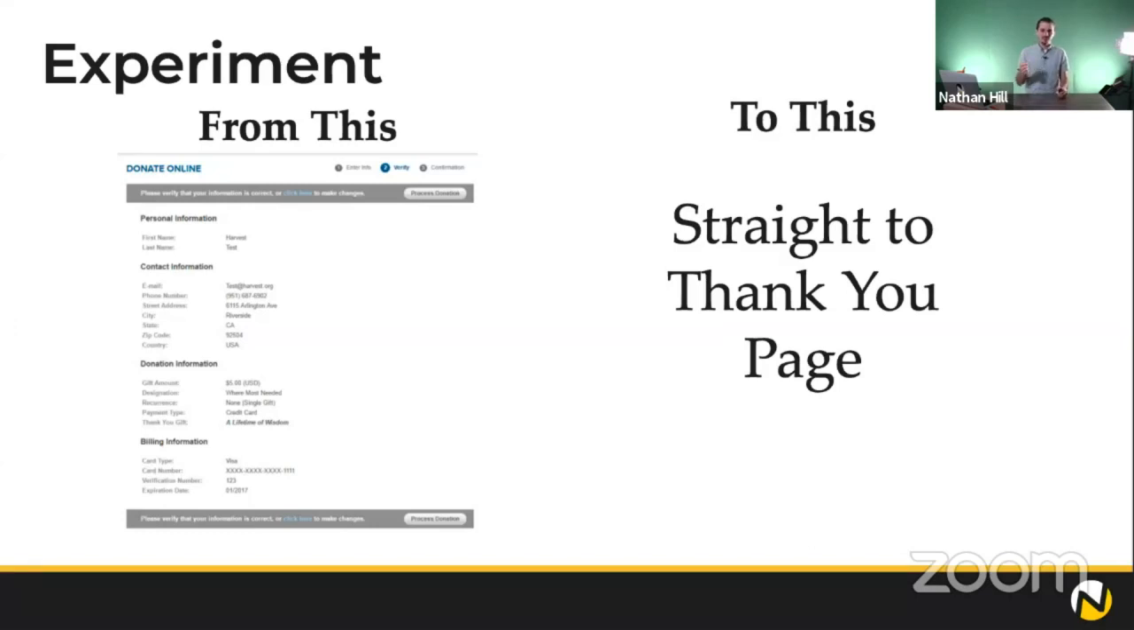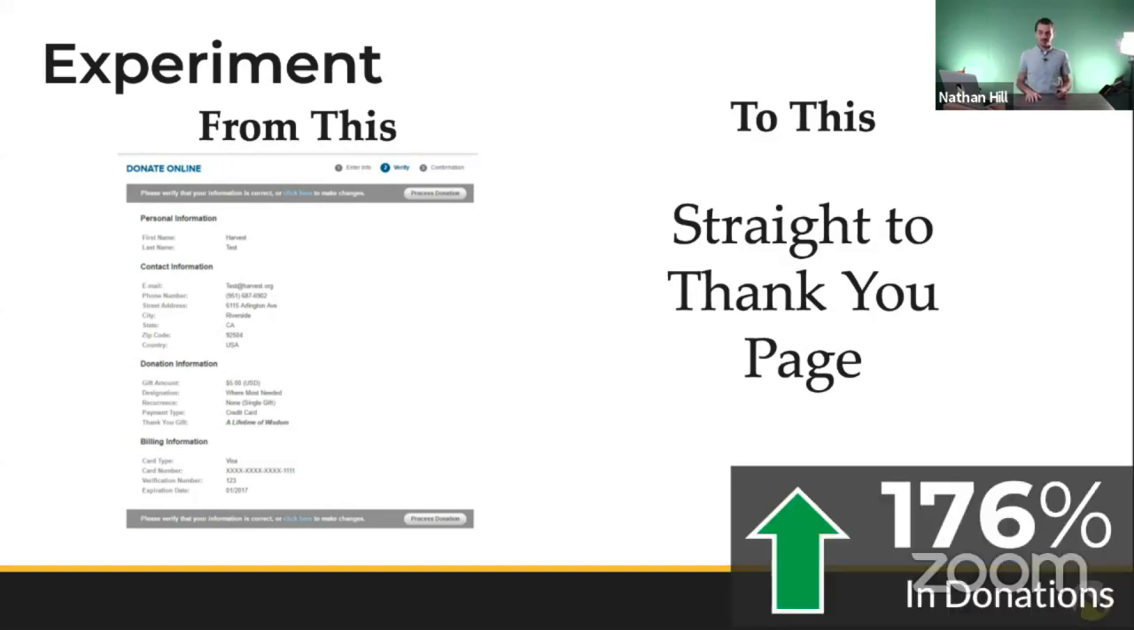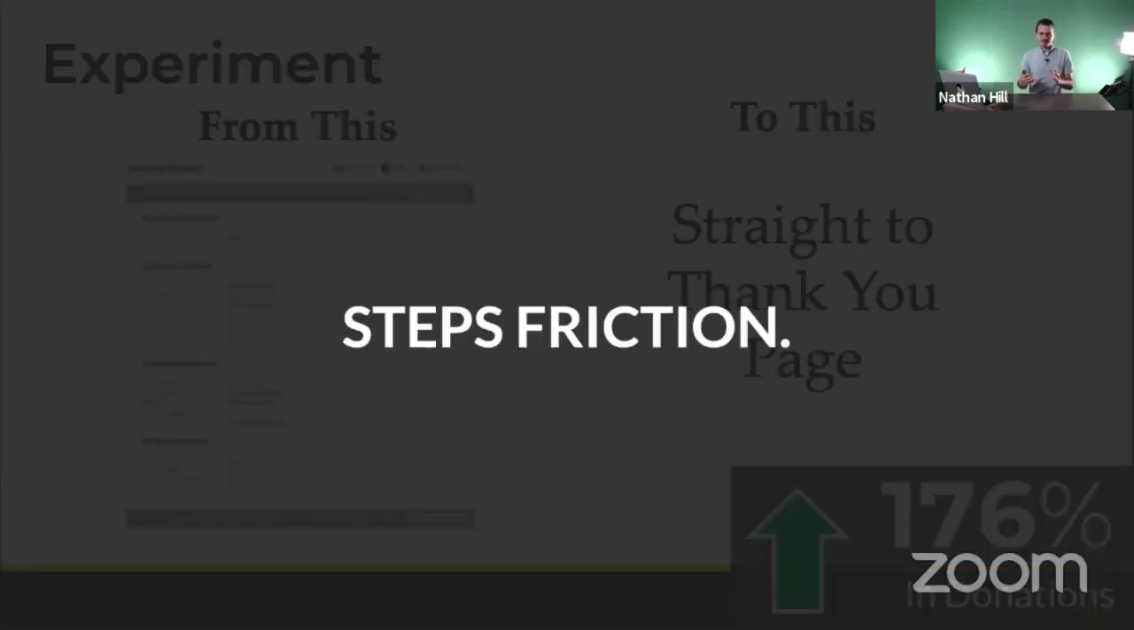But they had this hypothesis. Maybe people are coming to this page and thinking they're done and not seeing this little gray button. And that was exactly the result. Once they removed this verification step, they saw a 176% increase in donations. We see this commonly, and we call this steps friction. If you have too many steps, if you have page load after page load after page load, you're slowing people down, you're making it feel like more work, and it's a huge point of friction on your page that can lead to a decrease in donations. So be careful of this.